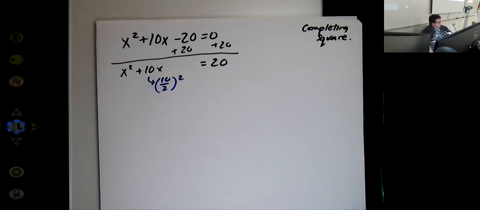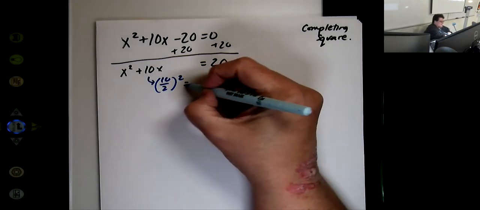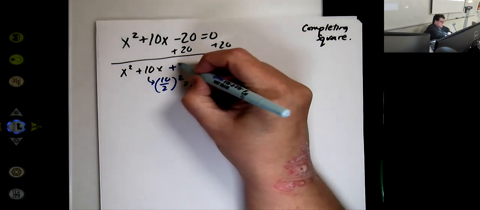And I'm not going to write all that. What is 10 divided by 2? 5. What's 5 squared? 25. So that's what we're going to add to both sides.